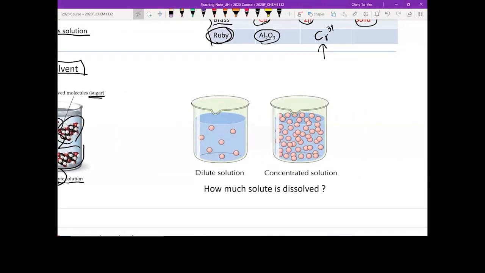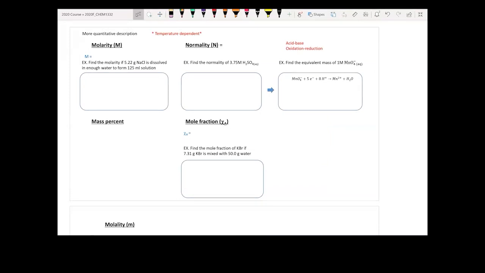The next question people will ask is how concentrated the solution is. For dilute solutions, you have fewer solute molecules compared to a more concentrated solution, where you have tons of solute molecules inside your solvent. So what we are going to do today is introduce five different definitions of concentration.